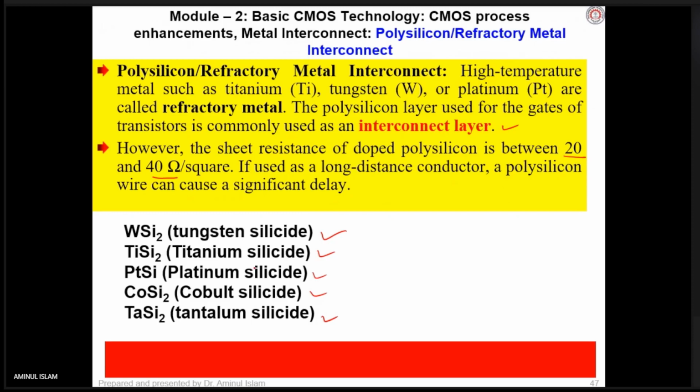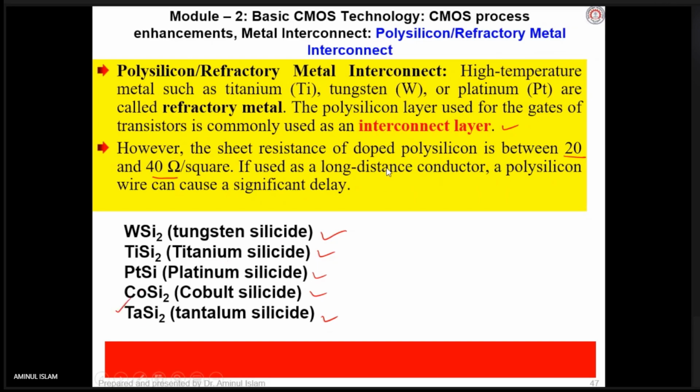Now, once again, a topic which is already seen or discussed a bit: silicidation. Silicidation is used to reduce the resistance. Normal polysilicon has a sheet resistance of 20 to 40 ohm per square, which is too high even though it is heavily doped. So to reduce it, you can use a layer of refractory metal like tungsten, titanium, platinum, cobalt, nickel, tantalum, etc. Mainly tantalum is used in many cases you've seen.